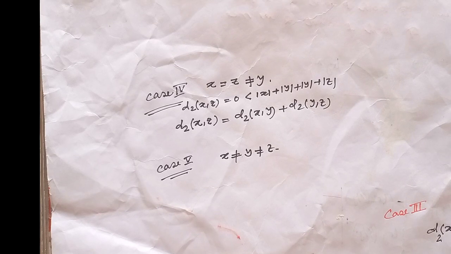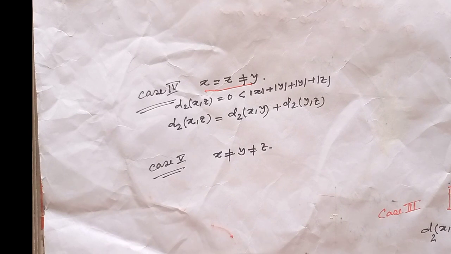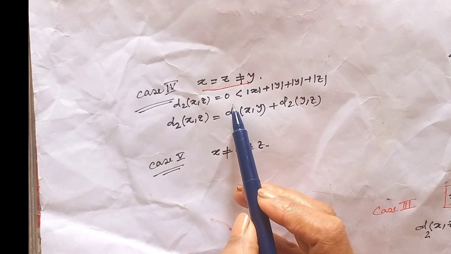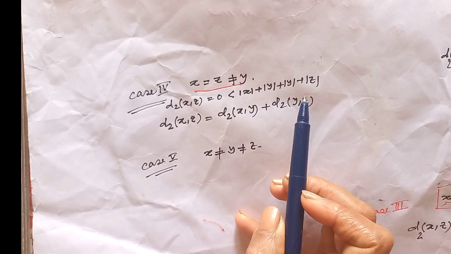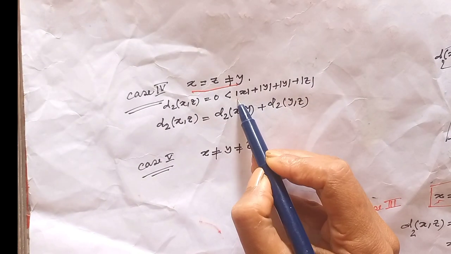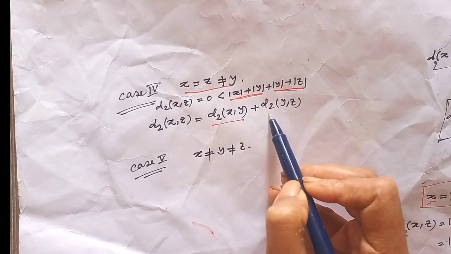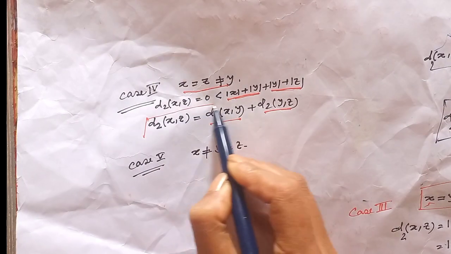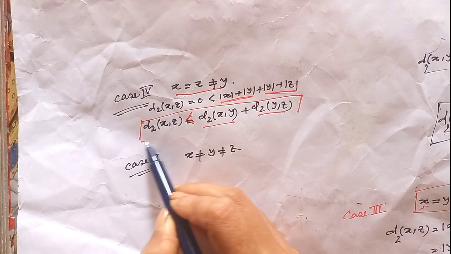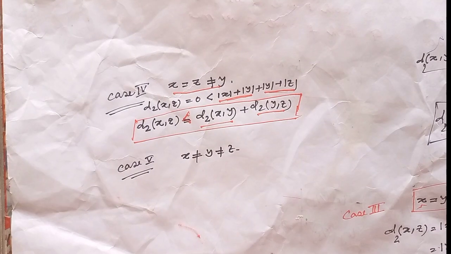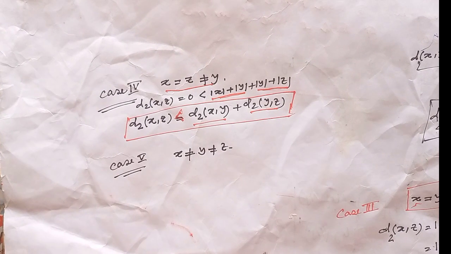Next, when x equals z and z is not equal to y, then since x equals z, d2(x,z) equals 0, and obviously 0 is less than |x| + |y| + |y| + |z|, where |x| + |y| means d2(x,y) and |y| + |z| means d2(y,z). Therefore, d2(x,z) is less than d2(x,y) + d2(y,z). So the triangle inequality is also satisfied when x equals z and z is not equal to y.